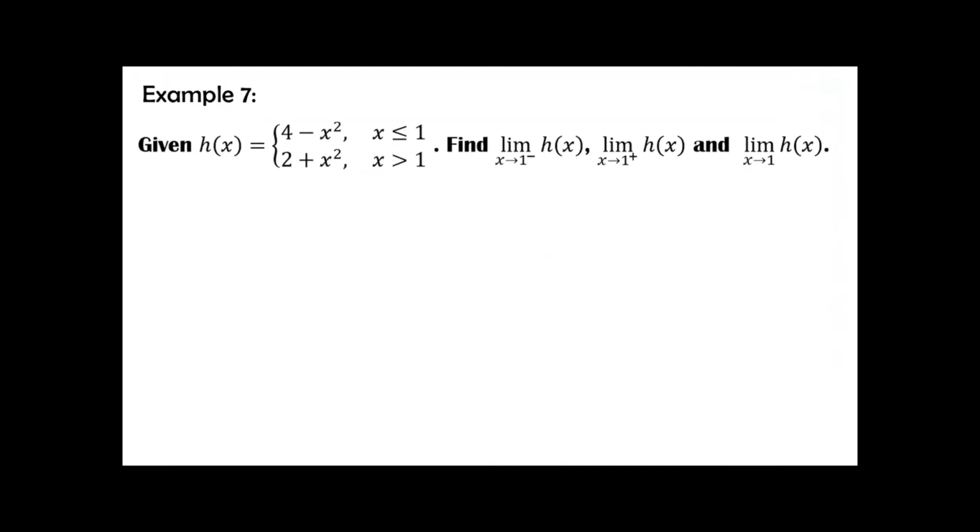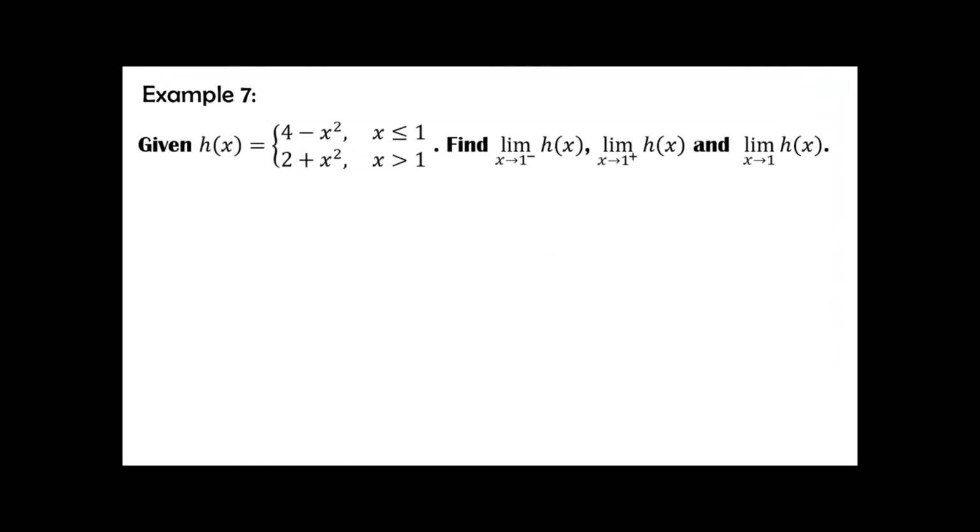We will do example 7 to check our understanding. Given that h(x) is a piecewise function, we have 4 minus x squared when x is less than or equal to 1, and 2 plus x squared when x is greater than 1. Now we have to find the limit as x approaches 1 from the left, 1 from the right, and the limit as x approaches 1.